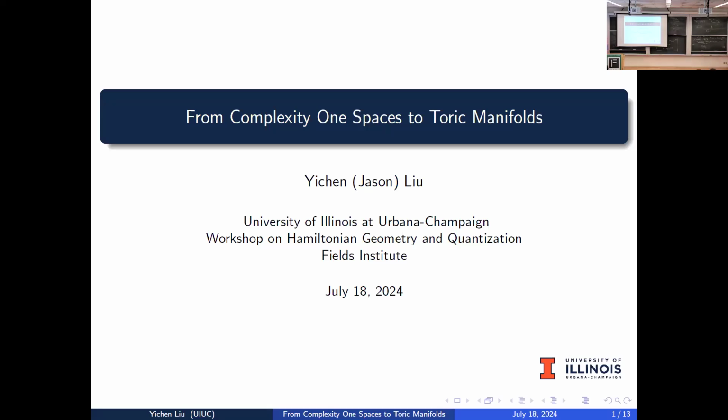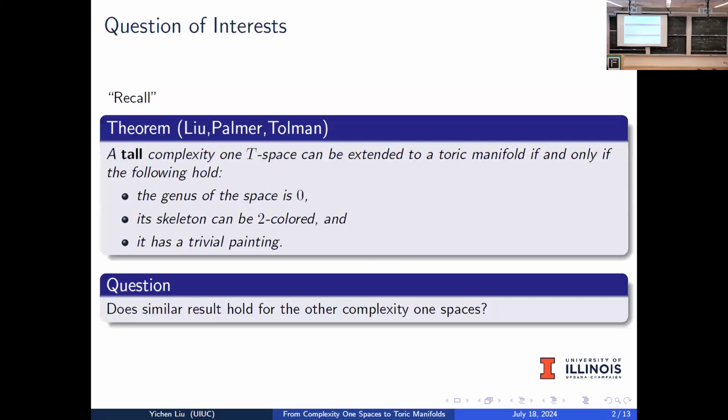I will just pick up from where Joey just ended. Let's recall what you saw 3 minutes ago. Together with Joey and Sue, we proved that a toric complexity-one space can be extended to a toric manifold if and only if this holds.